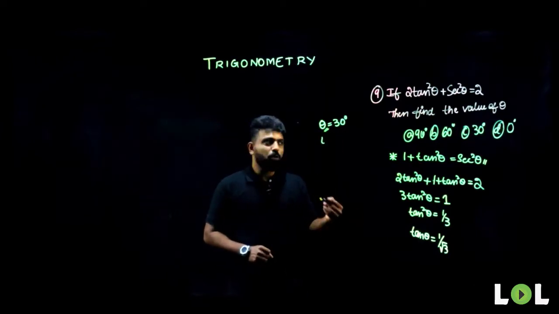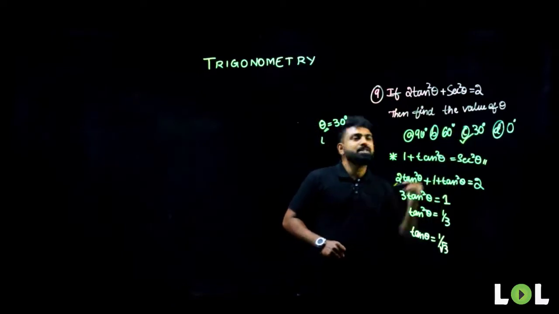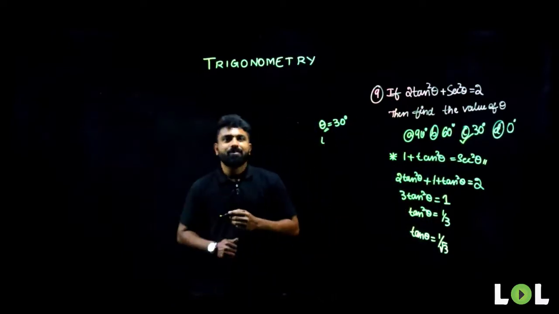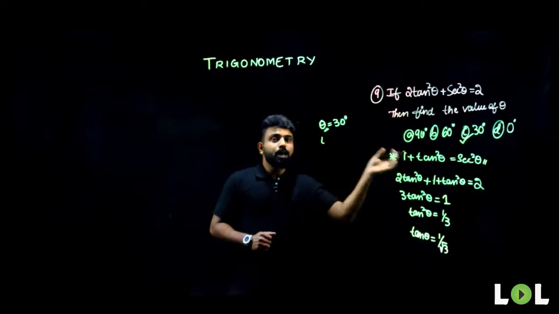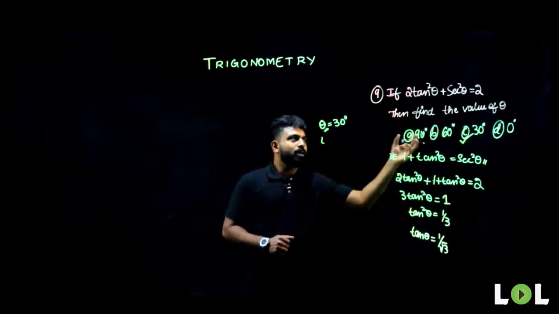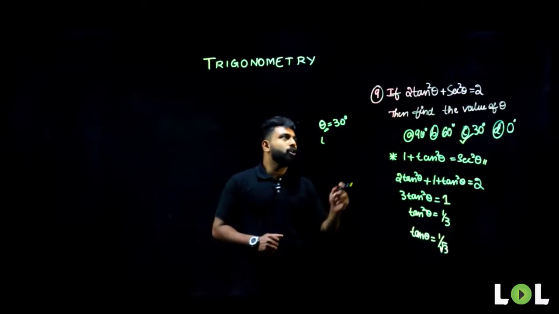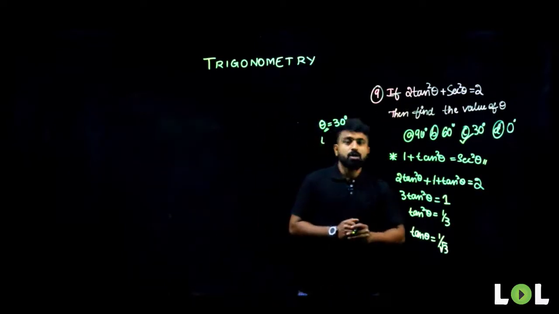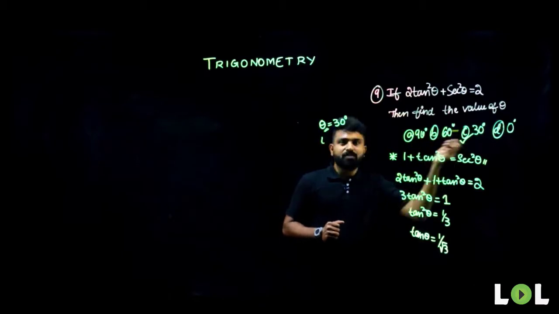Do we have that in our options? Yes. Option C, 30 degrees will be my final answer. Similar to the previous problem, if you don't want to solve all this, you can directly go with your options. What I can do? 2 tan square theta. So I can substitute the values of theta from the options.